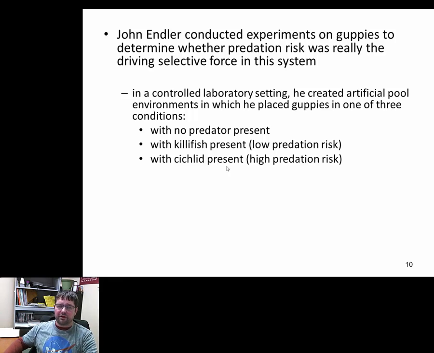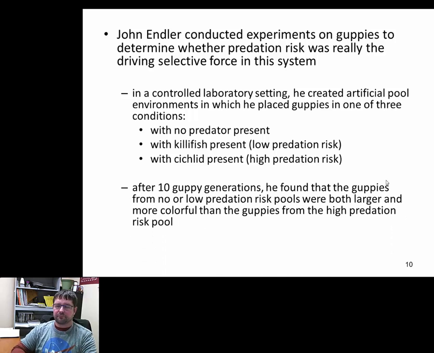So what they did is they set up a few different systems, a few different conditions. One where there was no predator present, one where there is a killifish present, so low predation risk, and one where there's that cichlid present, and that's high predation risk. They took guppies and they placed them in these mesocosms into these laboratory settings. And then they saw what would occur.